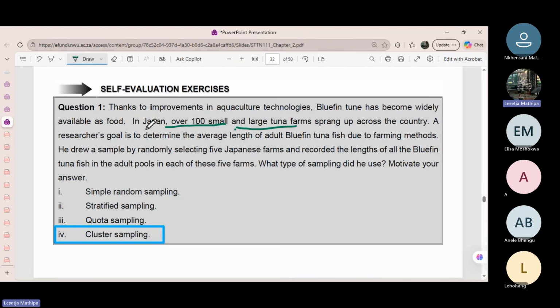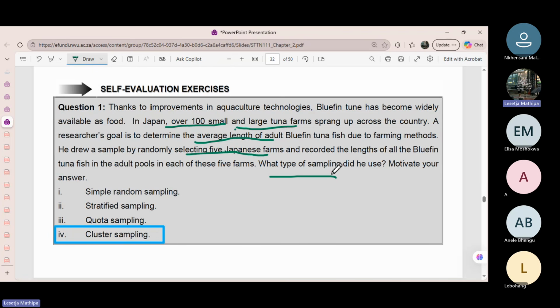Now, a researcher's goal is to determine the average length of adult bluefin tuna due to farming methods. The researcher drew a sample by randomly selecting 5 Japanese farms, so he chose the clusters, and recorded the length of all adult bluefin tuna in each of those clusters. He randomly chose them. So what type of sampling did he use?